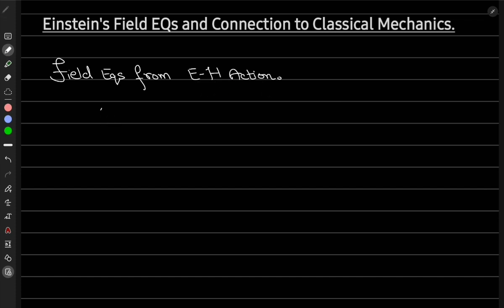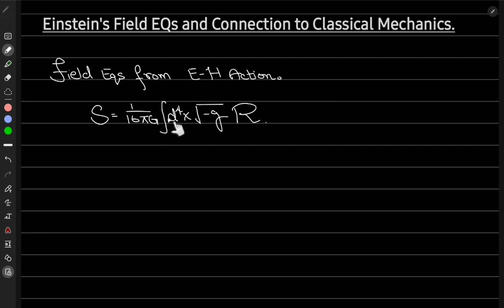So I'm going to write this action down. It is S is equal to 1 over 16 pi G times the integral d4x square root of minus g and R. Like this, right? So this is what we call the Einstein-Hilbert action. S is obviously the action. G over here is Newton's gravitational constant. It is just the universal gravitational constant.